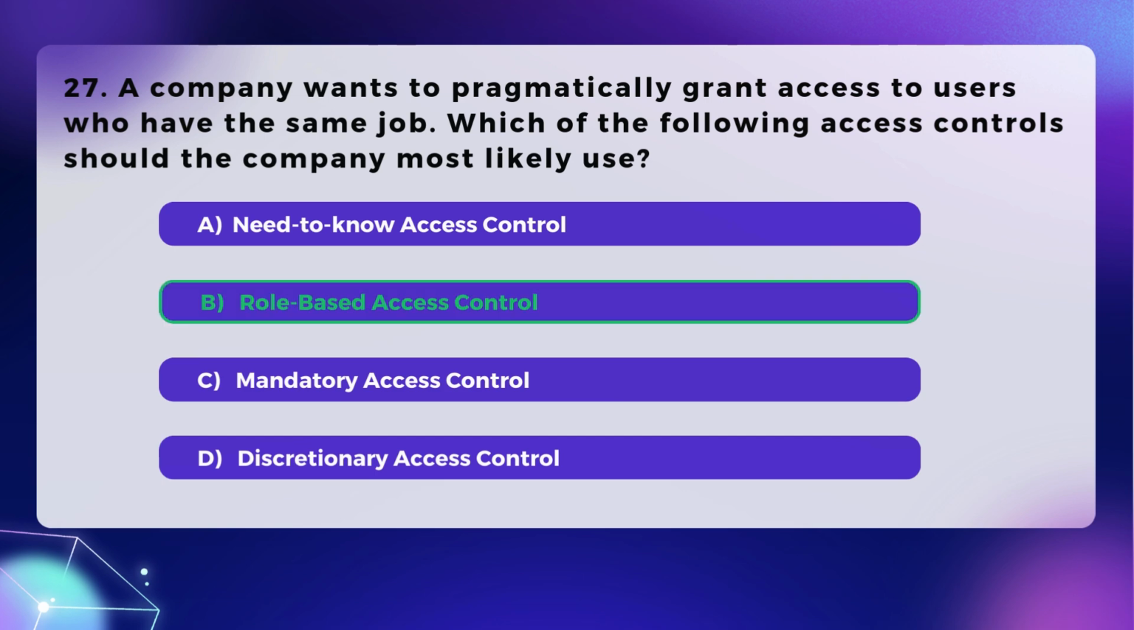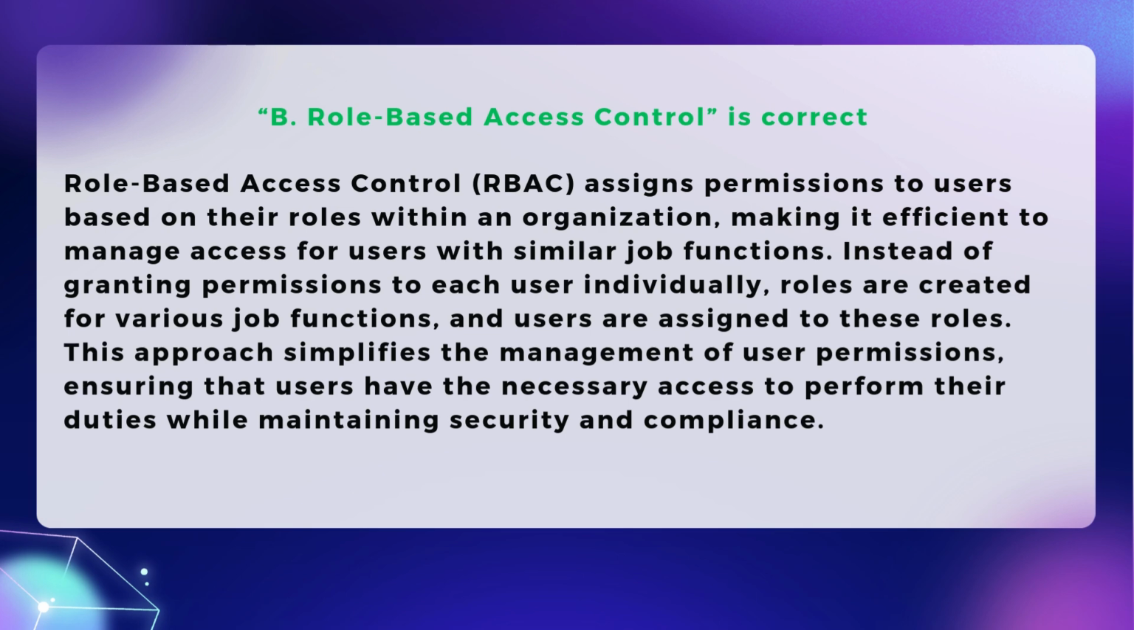Role-based access control, RBAC, assigns permissions to users based on their roles within an organization, making it efficient to manage access for users with similar job functions. Instead of granting permissions to each user individually, roles are created for various job functions, and users are assigned to these roles. This approach simplifies the management of user permissions, ensuring that users have the necessary access to perform their duties while maintaining security and compliance.